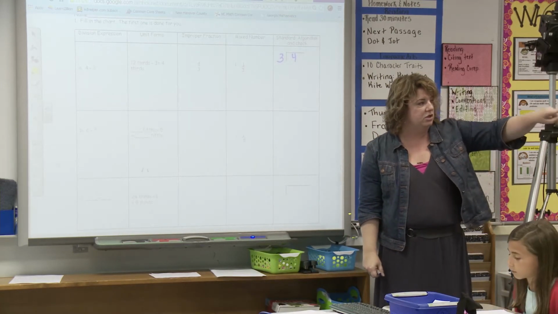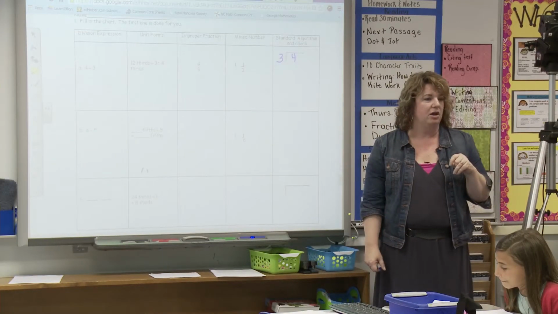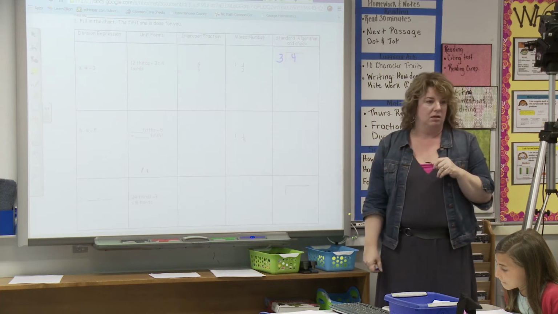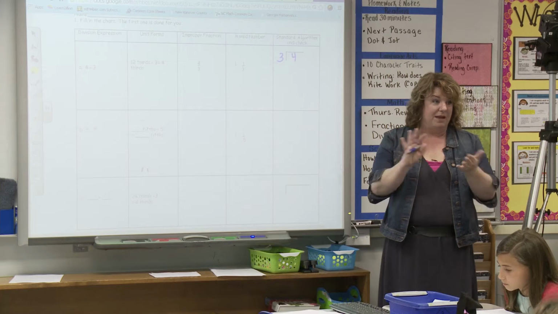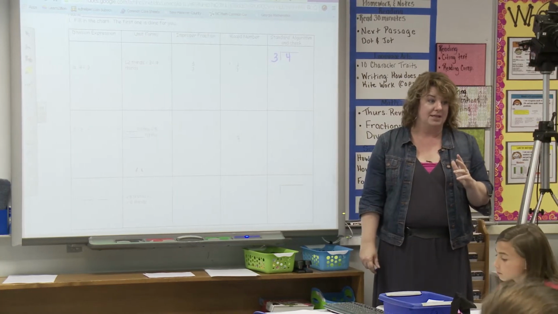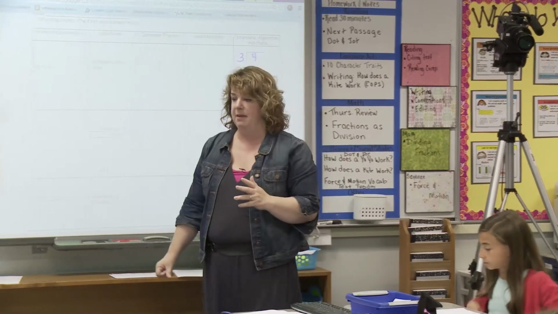If you need help, remember there's the division sheet over there to help you decide where the dividend goes. The dividend goes in the bracket. The divisor goes outside of the bracket. Remember, if we flip-flop them, it's different, correct? It's not like multiplication where you've got the commutative property. In division, it's not going to work the same.